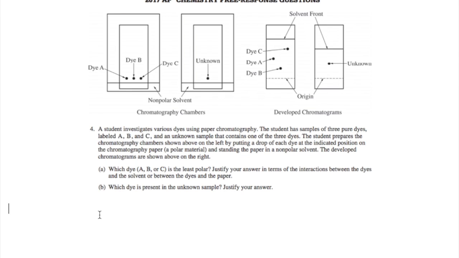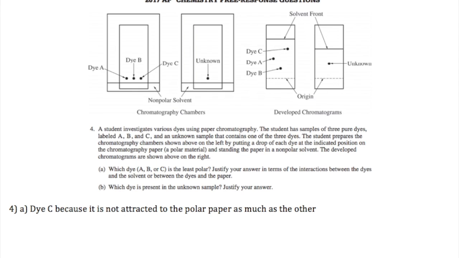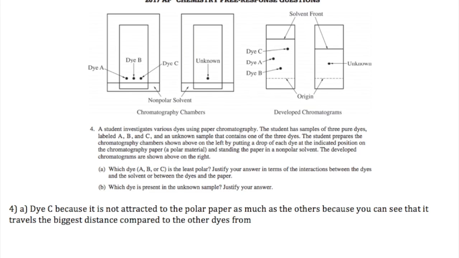So if we write our answer now, we can say that dye C is the least polar, because it is not attracted to the polar paper as much as the others, because you can see that it travels the biggest distance compared to the other dyes from the origin.